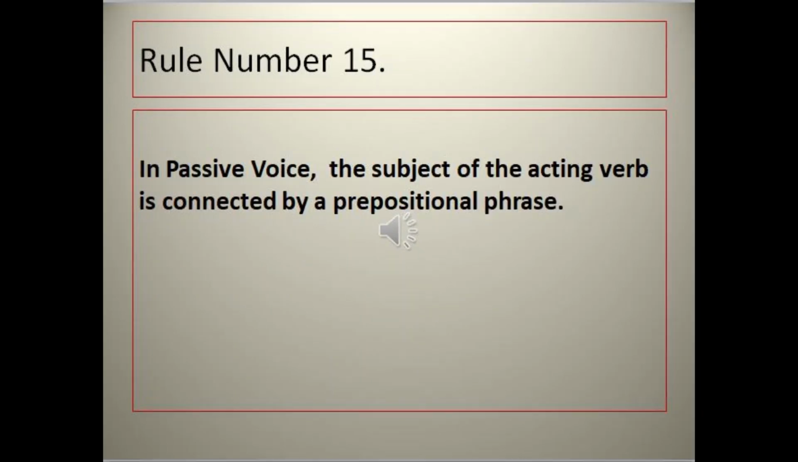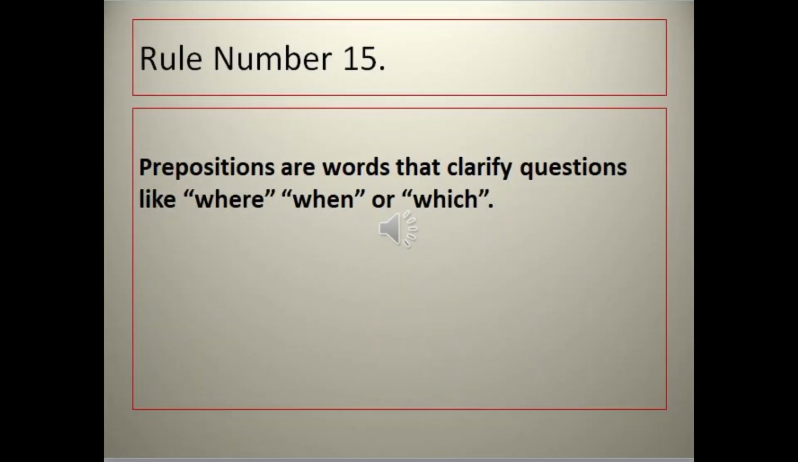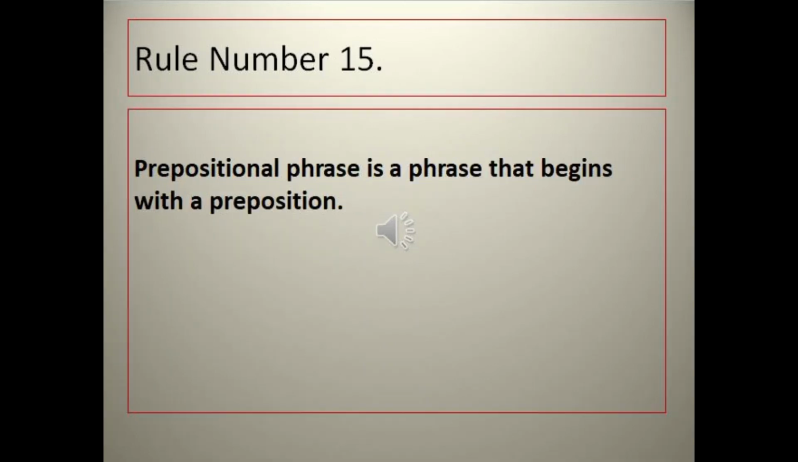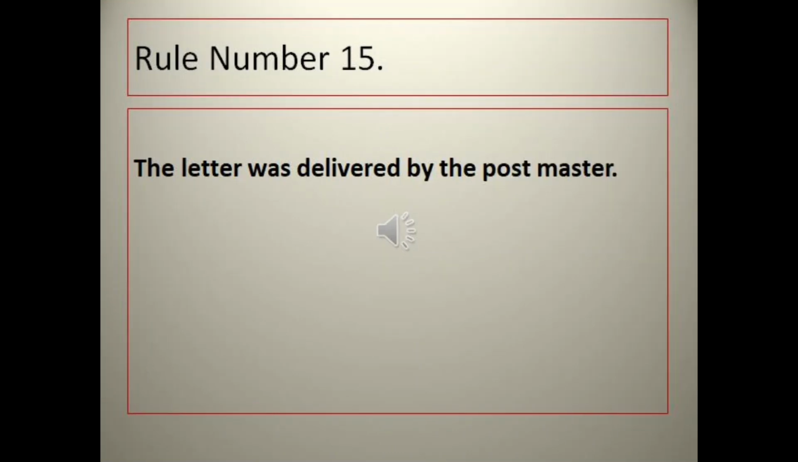Rule number 15. In passive voice, the subject of the acting verb is connected by a prepositional phrase. Example, the letter was delivered by the postmaster. Prepositions are words that clarify questions like where, when, or which. A prepositional phrase is a phrase that begins with a preposition. Example, the letter was delivered before I arrived. The letter was delivered by the postmaster.